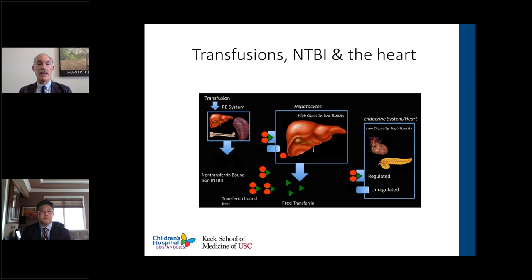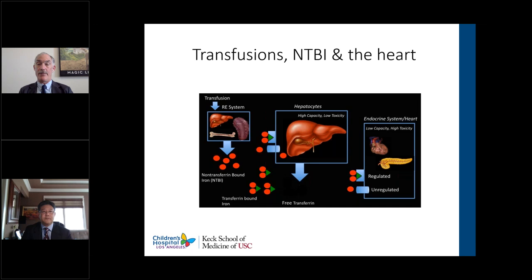However, if the liver becomes damaged for any reason, or if just the burden of transfusions is too high compared to the utilization by the bone marrow, then the transferrin being released by the liver cannot keep up. And you start to form these non-transferrin-bound iron species again. These enter constitutively through divalent metal channels, both into the liver and into the heart and endocrine glands, where they cause the damage.